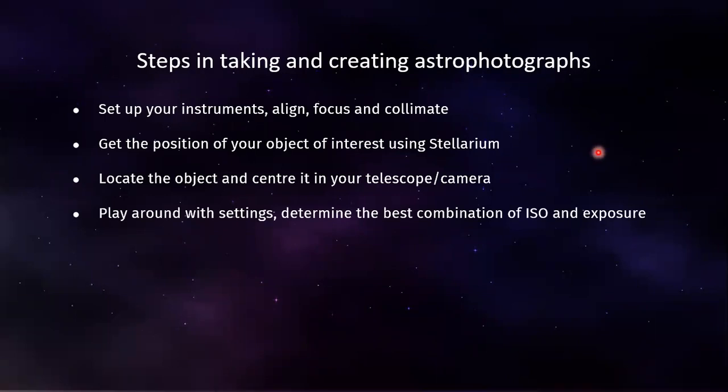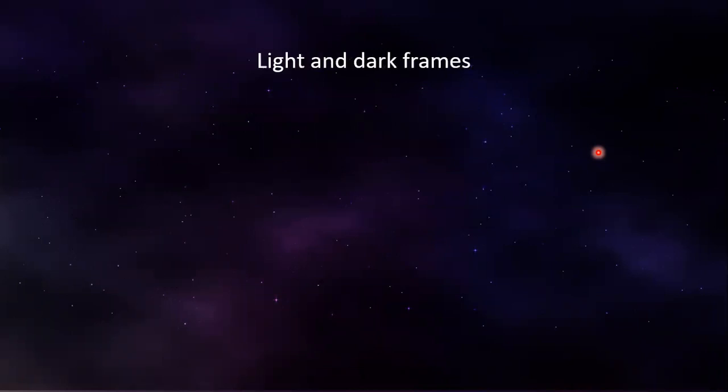Then once we have centered it in our camera, we can take trial pictures of it, then see what the best setting for the exposure is. We can change the ISO and shutter speed to see what is the best setting. Then once we have finalized our settings, we can take light frames and dark frames. Now, what are these frames? We will talk about it here.